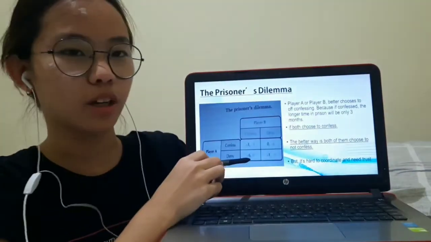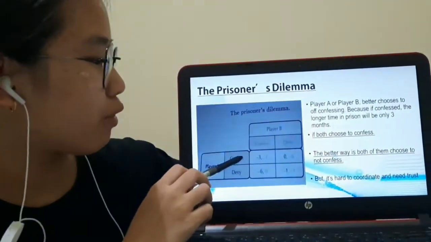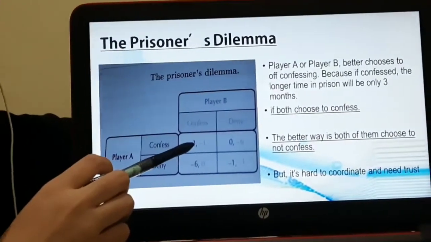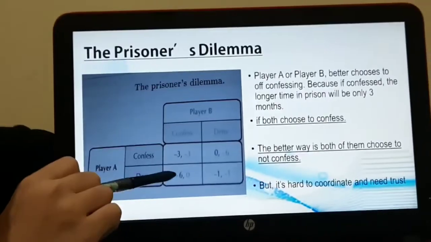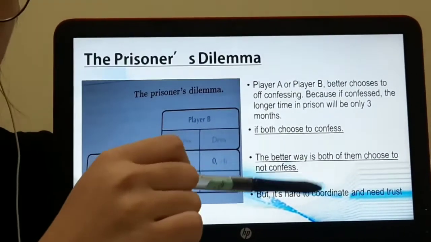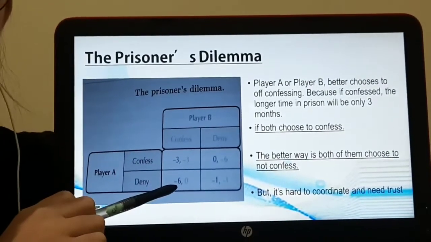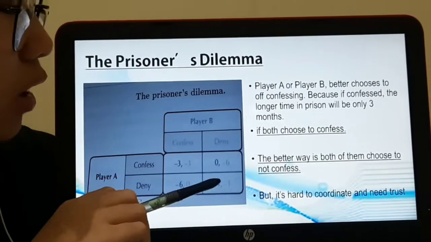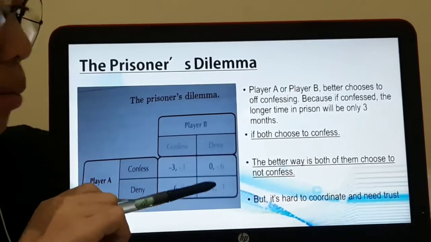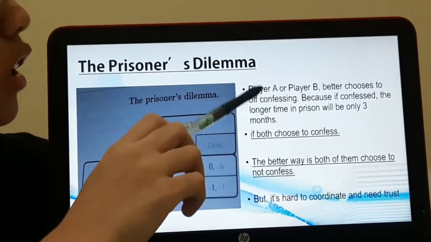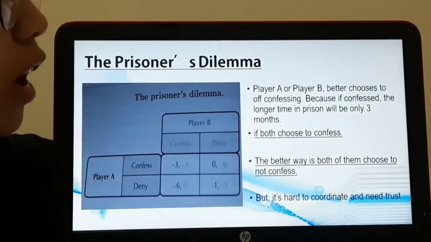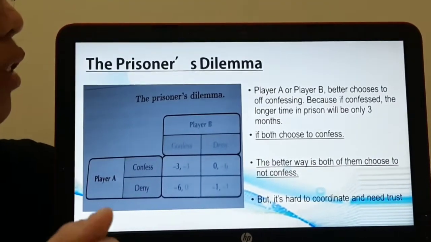As you can see here in the table, if both of them confess, both of them will be in prison for 3 months. But if one of them denies and the other confesses, the one who denies will be punished with 6 months in prison. But if both of them deny the case, both of them only get 1 month. So either player A or player B had better choose to confess, because the longest time in prison will be only 3 months.